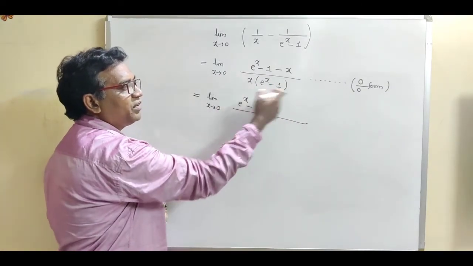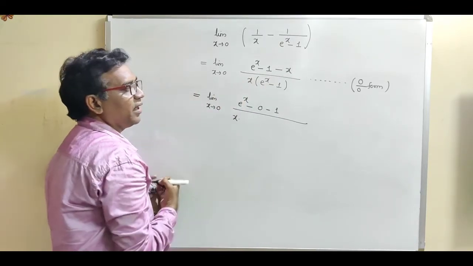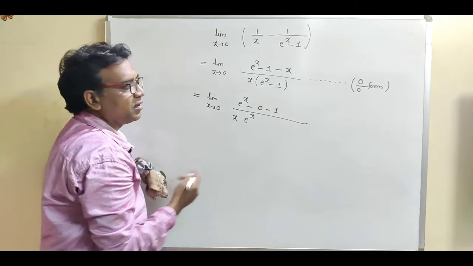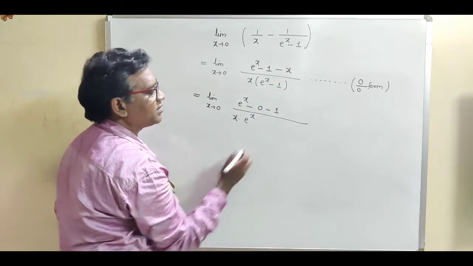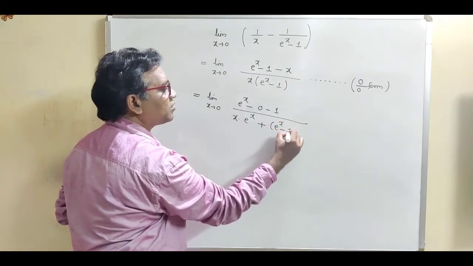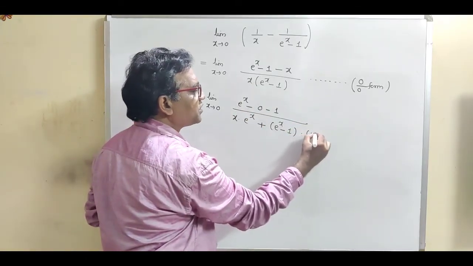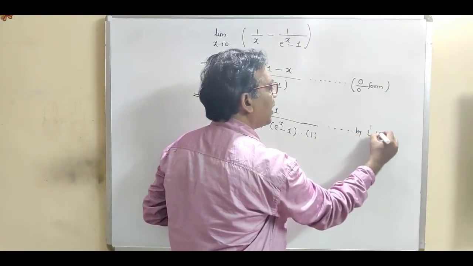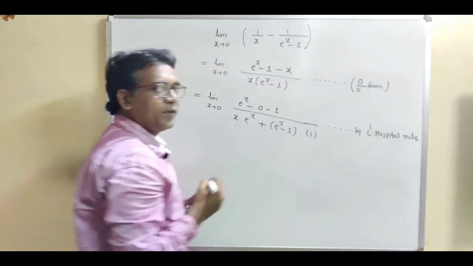Now for the denominator, we use the product formula. First term as it is, x, into derivative of the second term, e raised to x. Derivative of the exponential term is the same, and derivative of a constant number is 0, plus second term as it is, e raised to x minus 1, into derivative of the first term, which is 1. Just give the reason by L'Hopital rule.